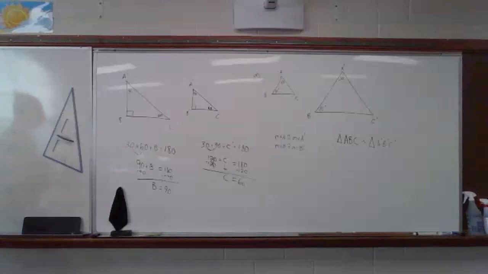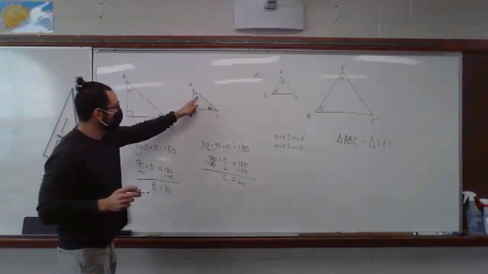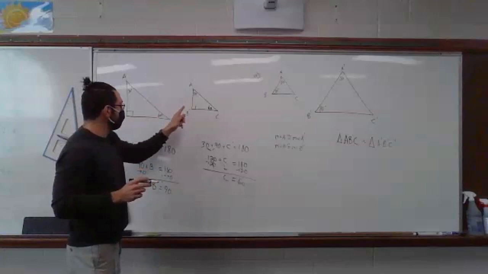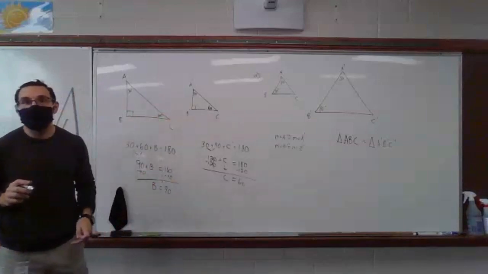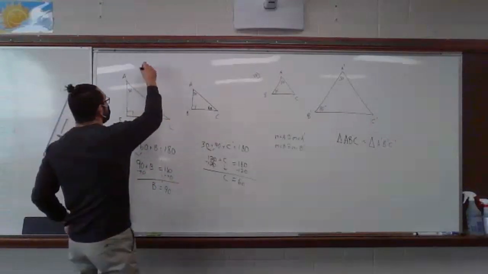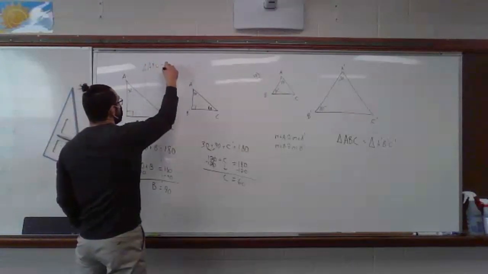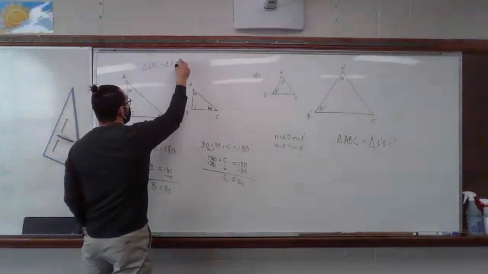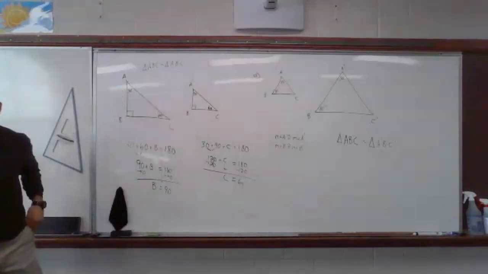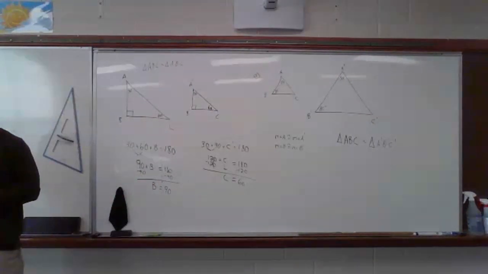Oh yeah, we have all the angles. This angle is congruent to this angle. This angle is congruent to this angle. This angle is congruent to this angle. Because they are corresponding, I can say triangle A, B, C is similar to triangle A prime, B prime, C prime. Questions on this? This is angle similarity.